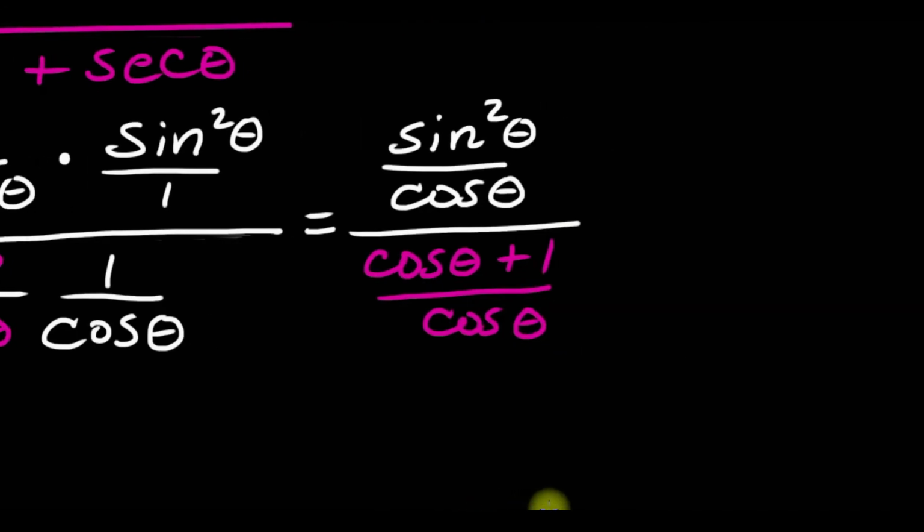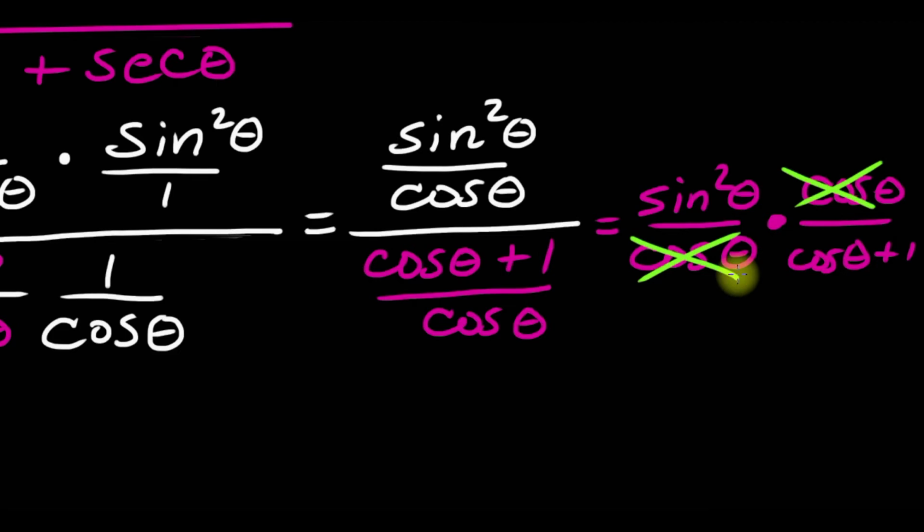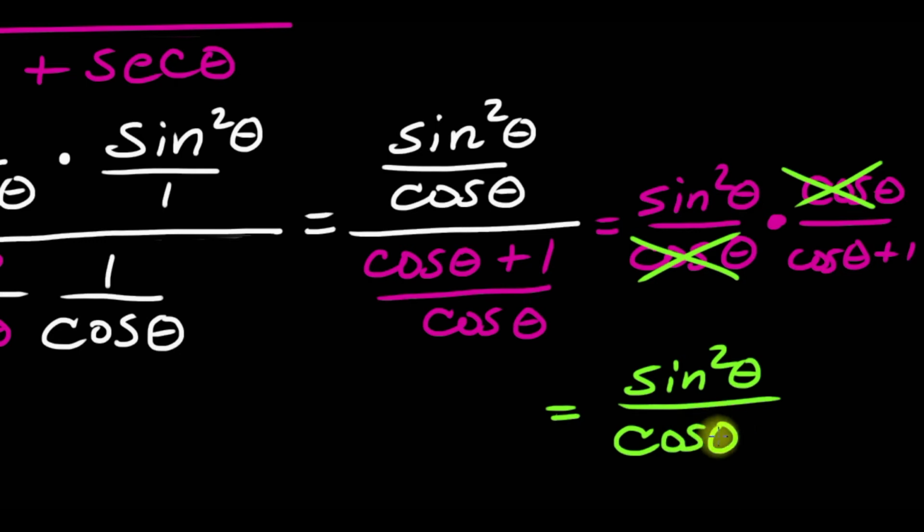Now I want to change it to multiplication. I'm going to keep my numerator the same, so my numerator is sine squared over cosine. Change it to multiply, and then flip the bottom, so cosine over cosine plus 1. Multiplying these two, I'm able to cross cancel the cosine. Then I have sine squared up top all over cosine plus 1.